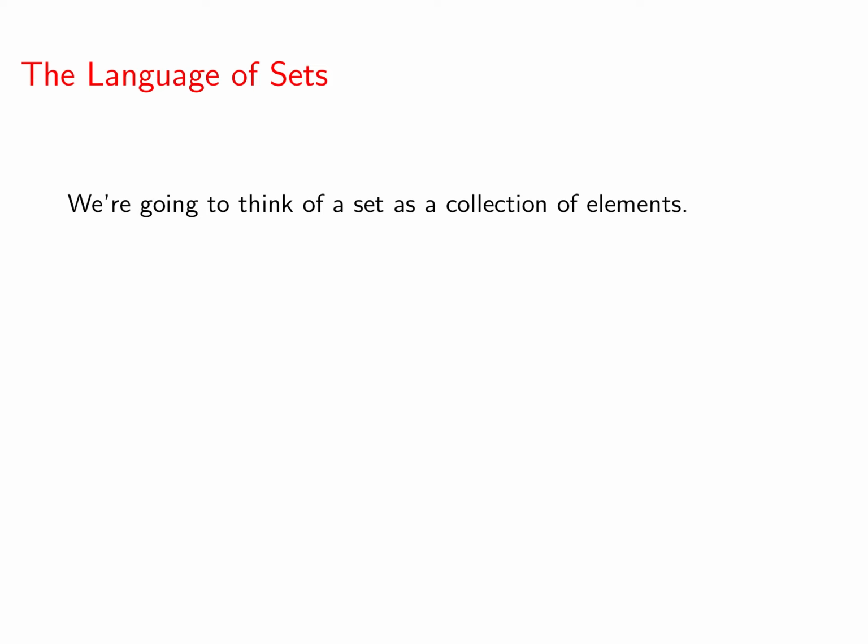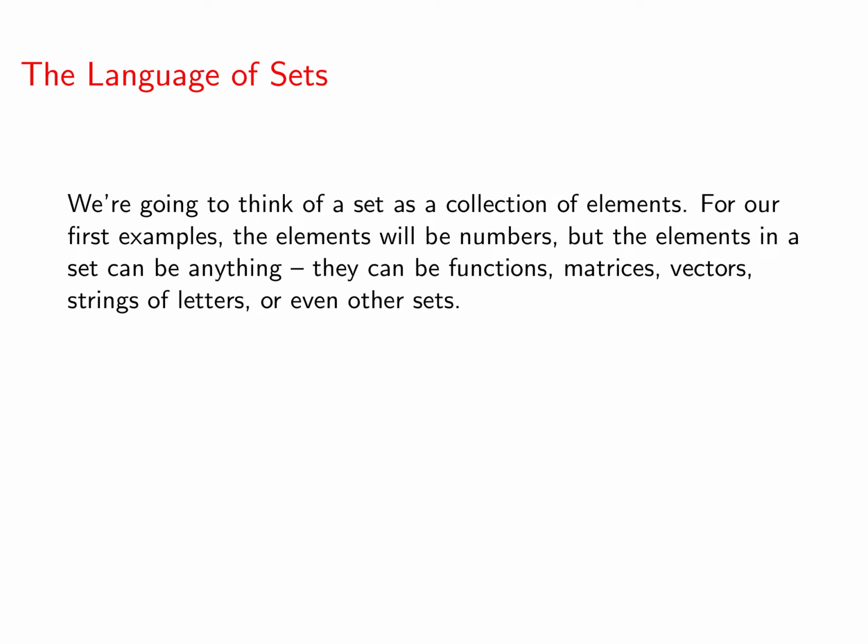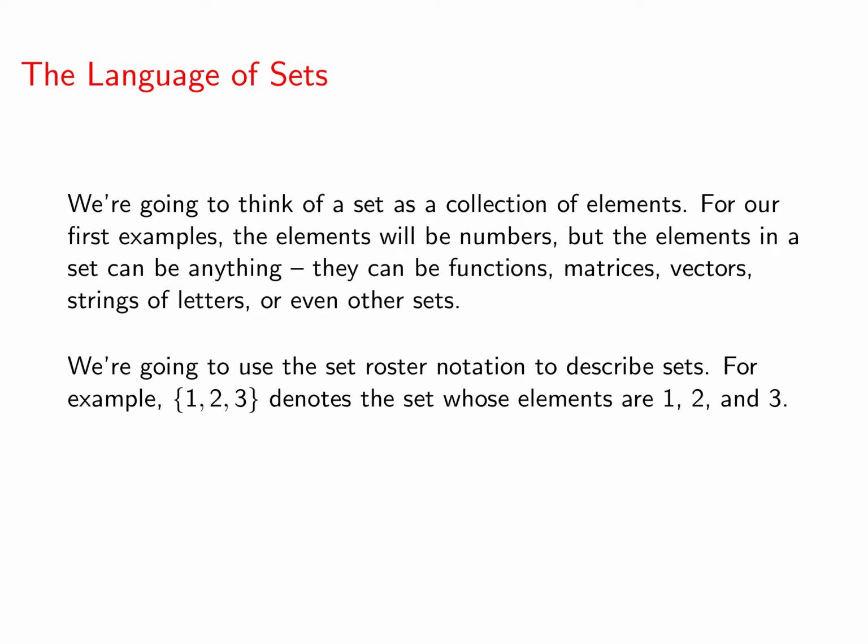We want to think of a set as a collection of elements. Now, in our examples, the elements will be numbers, but we want to keep in mind that elements in a set can be anything. They can be functions, matrices, vectors, strings of letters, or they can even be other sets. We're going to use something called the set roster notation to describe sets. For example, we'll put 1, 2, 3 inside these braces to denote the set that contains the numbers 1, 2, and 3.